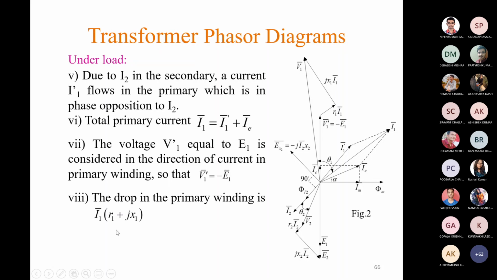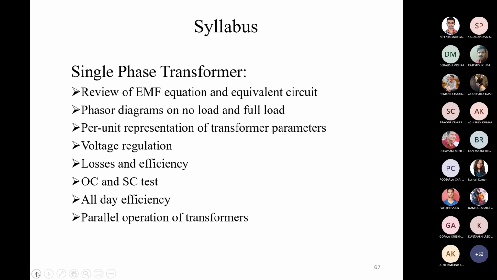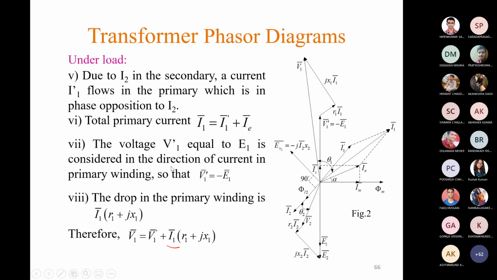The drop in the primary is I1 into (R1 plus jX1). So now the primary voltage equation modifies to this. Initially, under no load condition, it was V1 equals V1 dash plus I into (R1 plus jX1). So now this current is I1, not IE. So that's all about this phasor diagram of a single phase transformer.